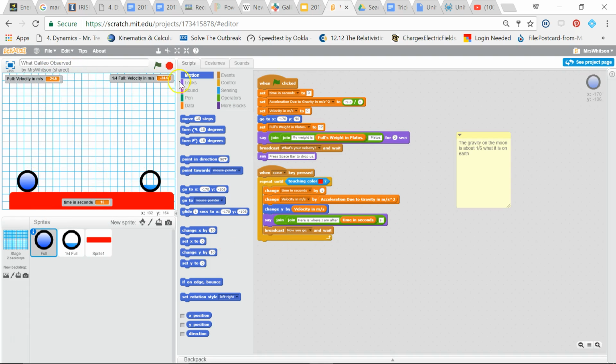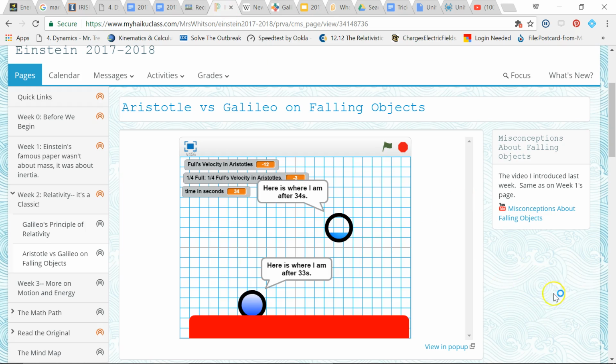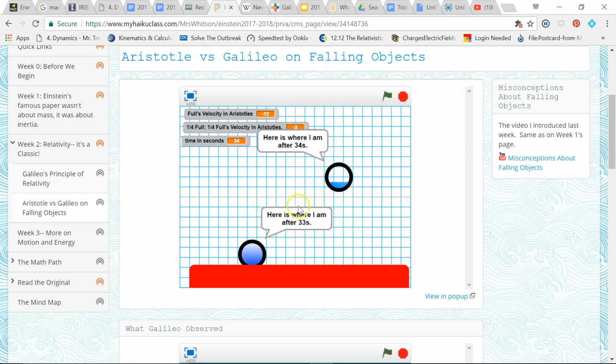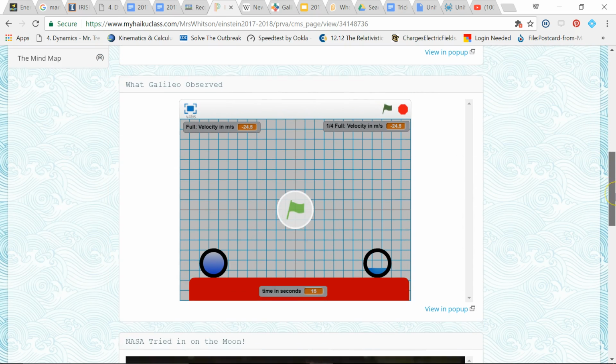Oh, this is a different one. This is Galileo Observed. So let me show you the Galileo Observed ones. But I will leave the links to these over here so that you can go in and look at the code. But apparently it won't let you get to the code when you just click on the simulation. All right, so that's the one simulation. This is what Aristotle thought would happen, but as we know, Aristotle was wrong about this one.